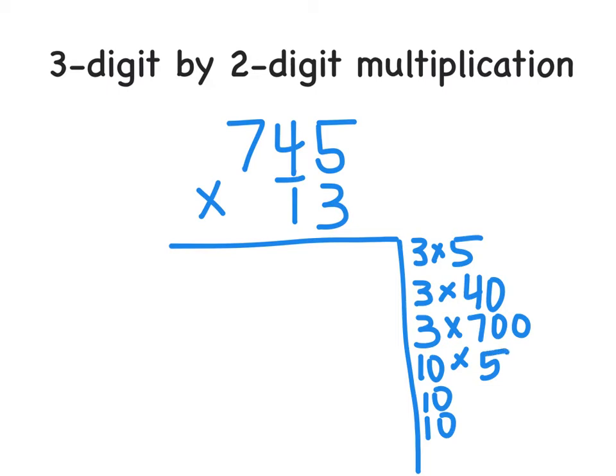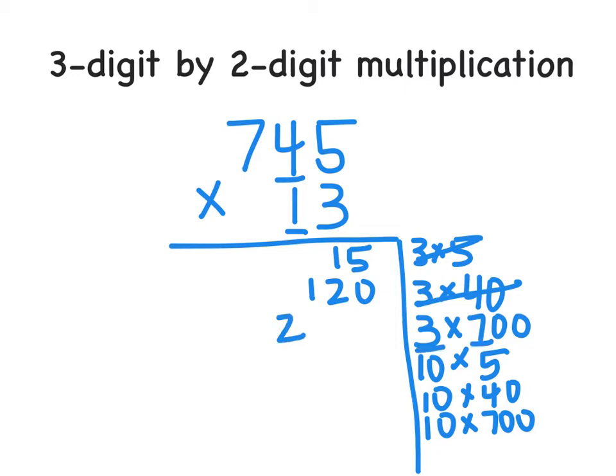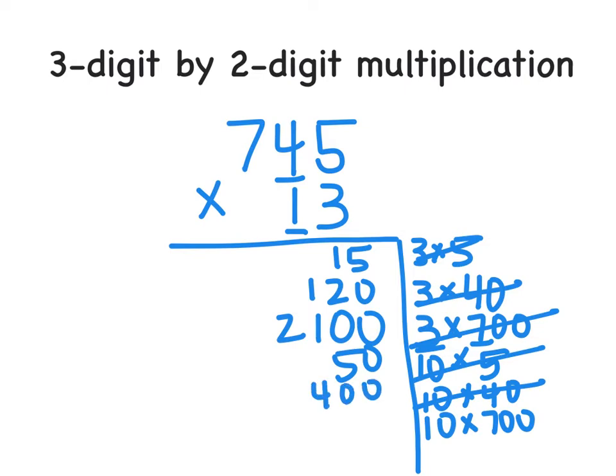I also will multiply that bottom 1 in the tens place, 10, by the 5, the 40, and the 700 up top. 5 times 3 is 15. 3 times 40 is 120. And I'm just crossing these off as I go so I know that I did each one. That's a great strategy. 7 times 3 is 21 with 2 zeros at the end, 2,100. 10 times 5 is 50. 10 times 40 is 400. And 10 times 700 is 7,000.